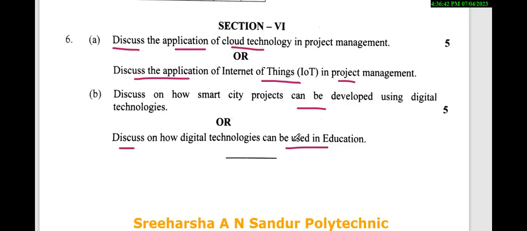Then try to think from all your memories how these digital technologies can be used in education, and then start making simple points on how various digital technologies can be used in education. Let your language be simple. It need not be a very long sentence. In very short sentences, some small meaningful sentences, you can write them.